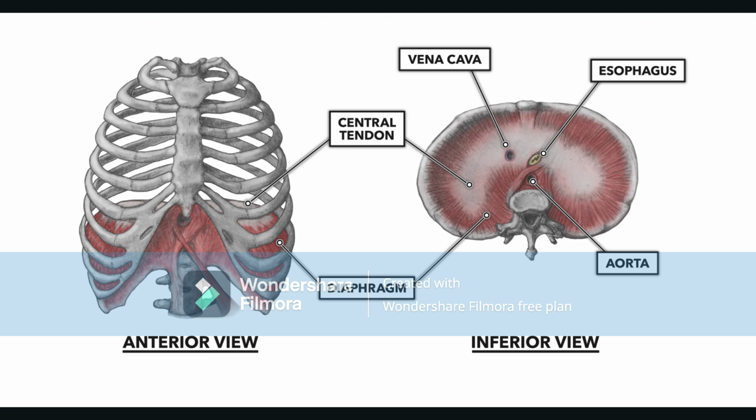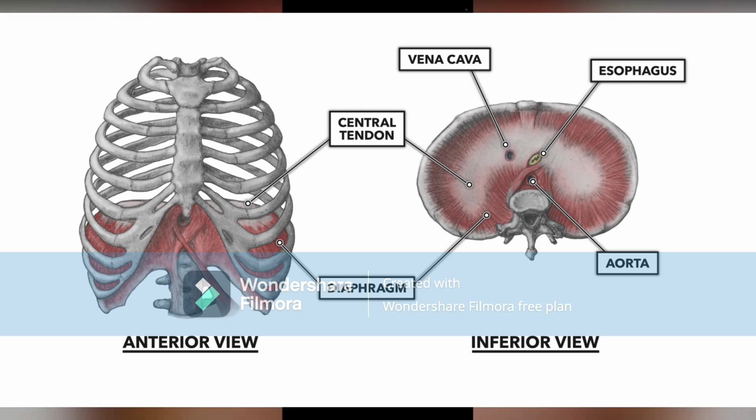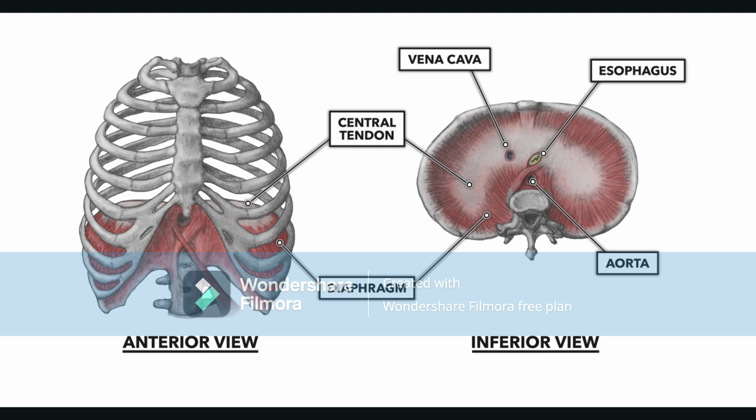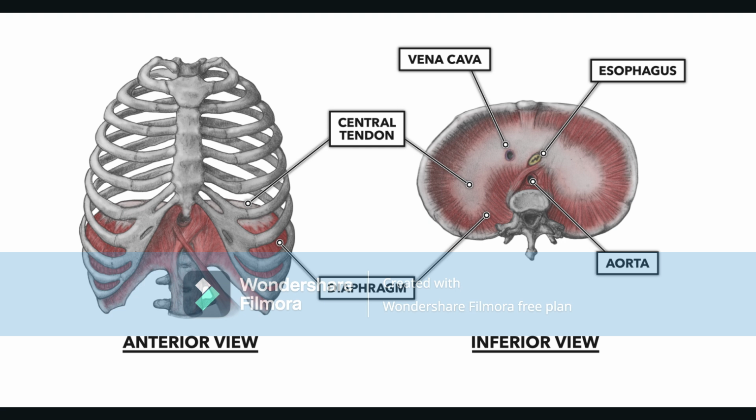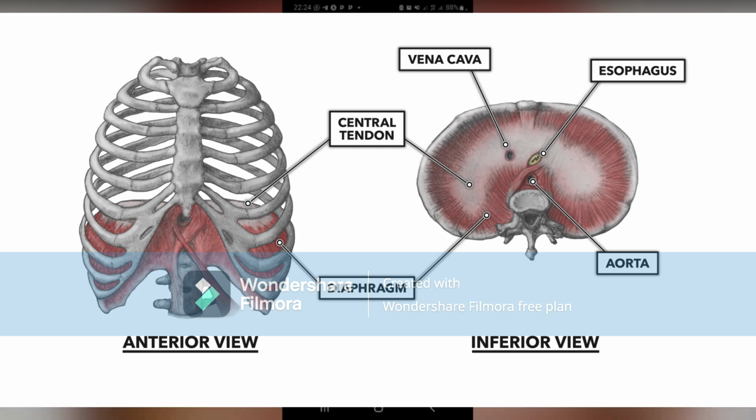So the esophageal hiatus or esophageal opening is the second one, and it lies in the right crus of the diaphragm, which I've said before. It transmits your esophagus, the esophageal branch of your left gastric vessels, and then your right vagus. Yes, your right vagus nerve.